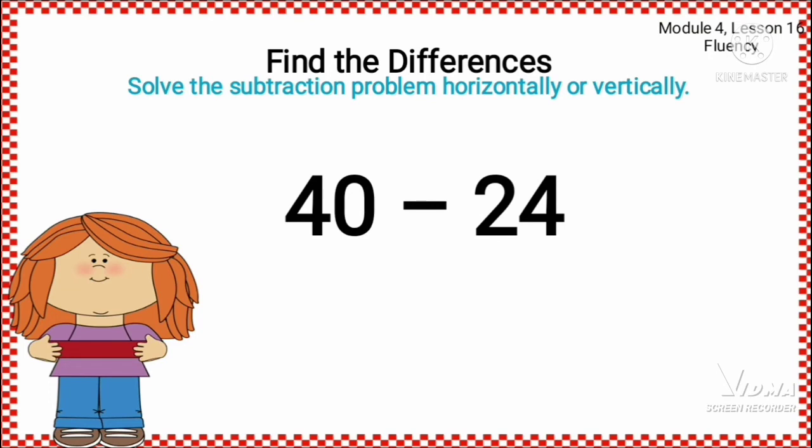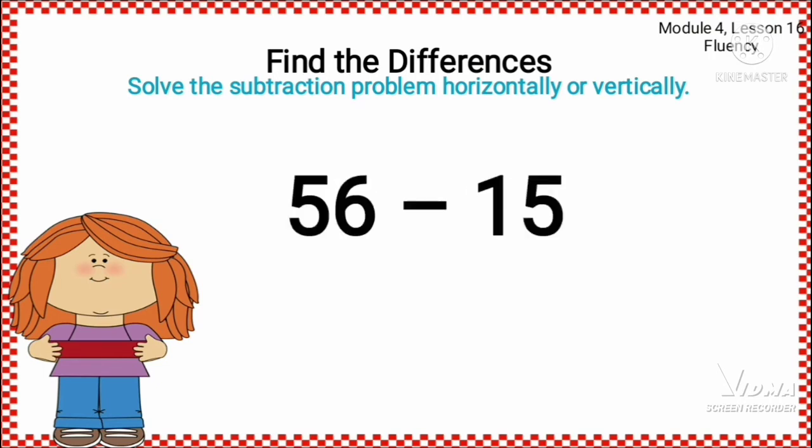Another number. 40 minus 24. What's your answer? Now, this is a little tricky. Remember to decompose a 10 so that you'll be able to subtract it. If your answer is 16, you are correct.